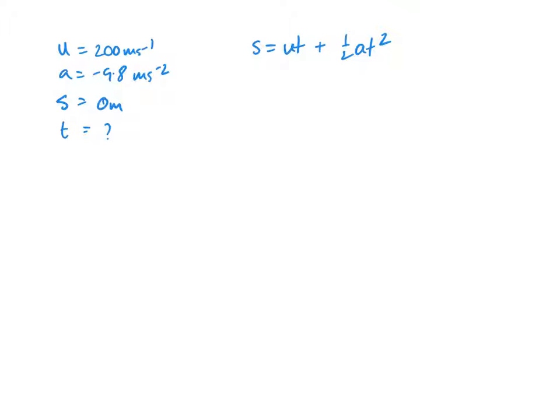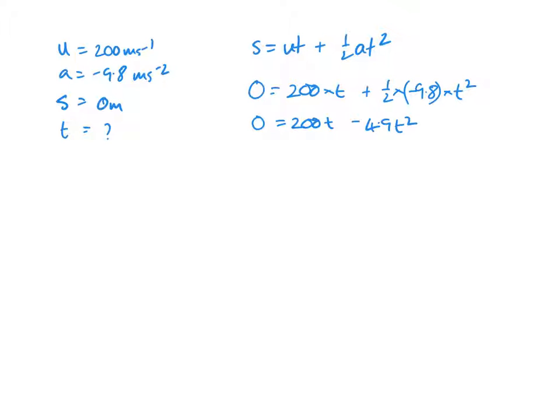So now we can substitute in 0 for s, equals 200 times t plus a half times minus 9.8 times t squared. Or simplifying the arithmetic, 0 equals 200t minus 4.9t squared. Now one solution to that is t equals 0. That's not surprising. s is 0 when t equals 0. It starts at that height. But the one that we're interested in is when it comes back to it.